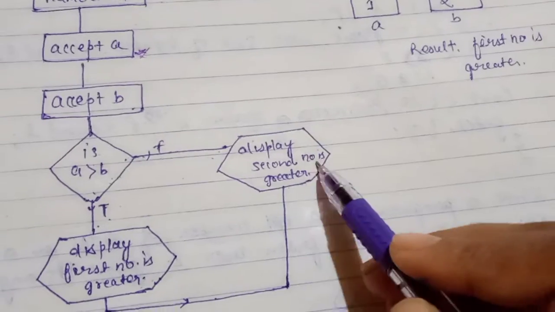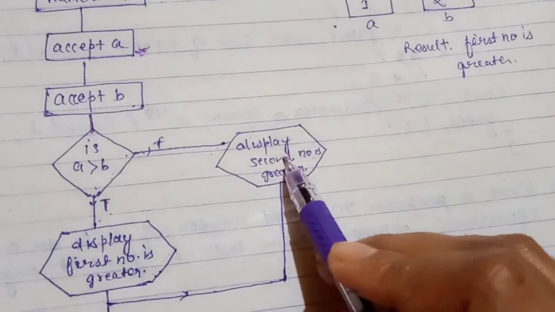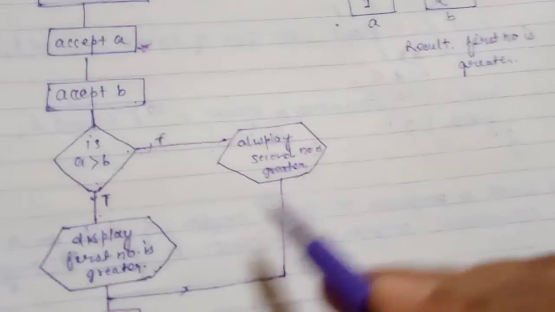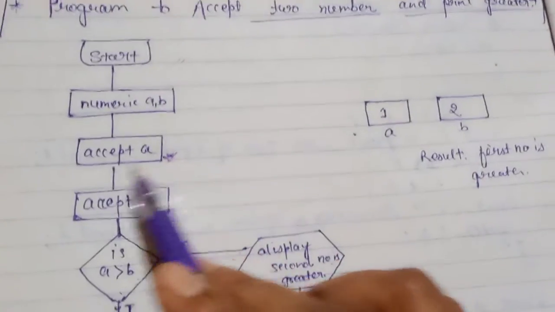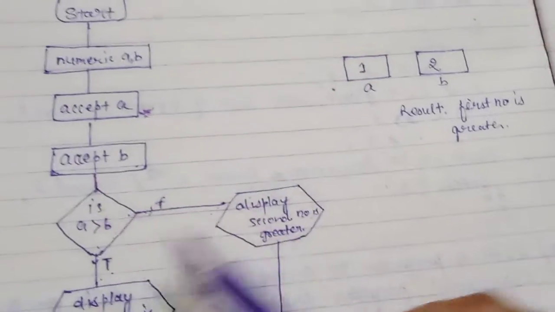Here: display second number is greater. If display second number greater is true, then this is false, and then the program ends here. So this is how we make a simple flow chart for two numbers, to find which one is greater and which one is not.